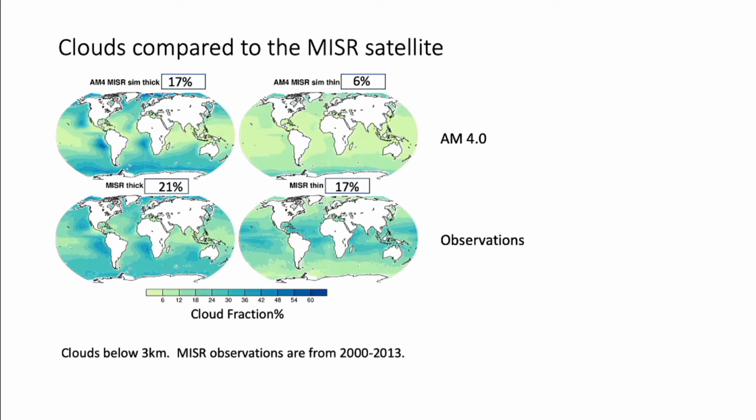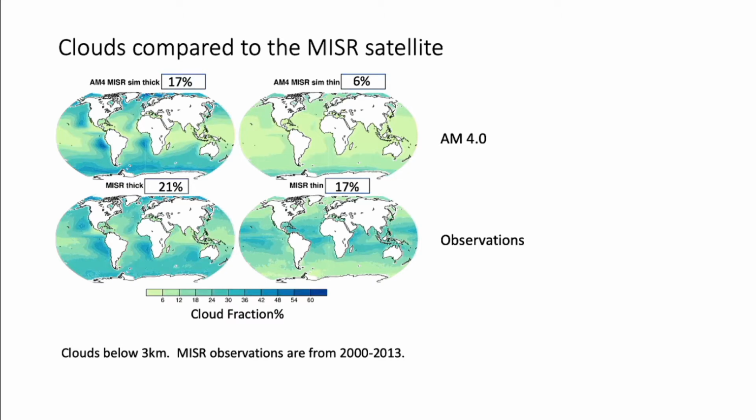On the left here is thick clouds, and I'll explain what that means in a moment, and on the right are thin clouds. And the global mean values are given here. So for the MISR satellite, low-level clouds that are thick, there's a 21% cloud fraction observed during this time period. And this is what the model produces during the AMIP time period. So I think overall it looks pretty good when you look at it this way, in that the broad pattern is more or less correct.